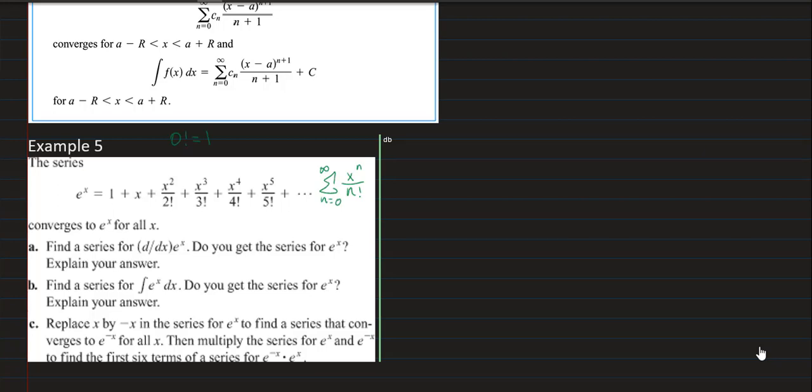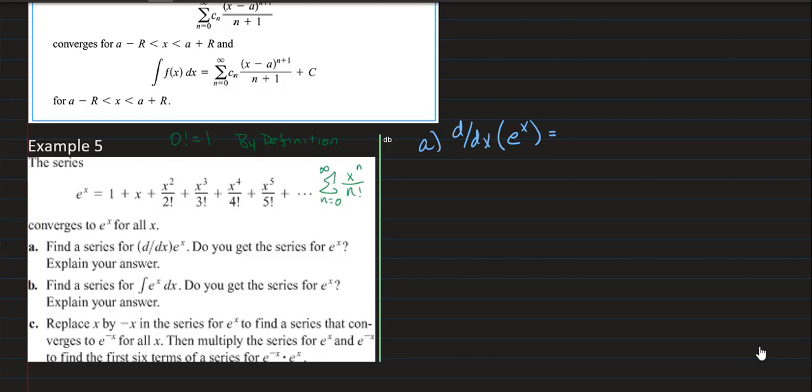That's by definition. So here's our series. Part A asks us to find a series for the derivative with respect to x of e to the x. Knowing what we just did, we're going to take the derivative with respect to x of e to the x. We know that that's equal to the derivative of each one of these terms. Let's just write them down.